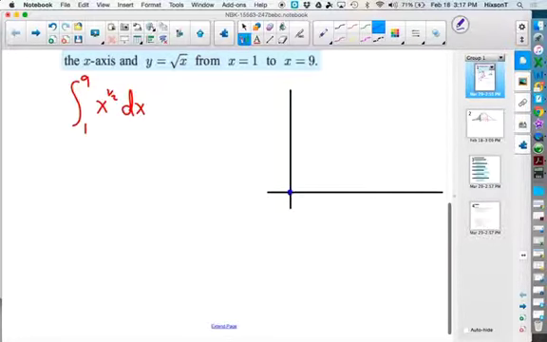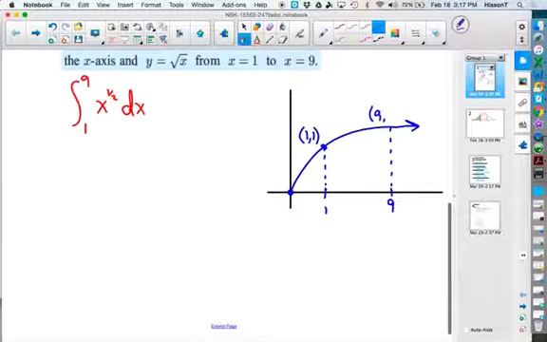You guys know what the square root function looks like. It looks like this. All right? But in this case, I'm going from 1 up to 9. Okay? Now, obviously we know it crosses at (1, 1), and then it crosses at (9, 3). Okay? Just so we can kind of see it there. Okay, so I'm trying to find this area right here.